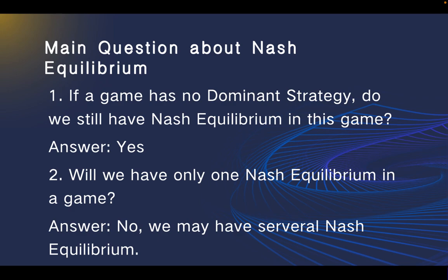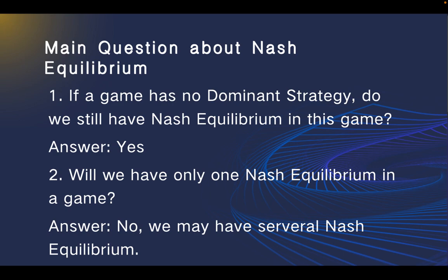in simple games, we always have a dominant strategy to rule out some other strategies, and then it is easier to figure out which one is the Nash equilibrium. But if in a game there is no dominant strategy, do we still have a Nash equilibrium in this game? The answer is yes.